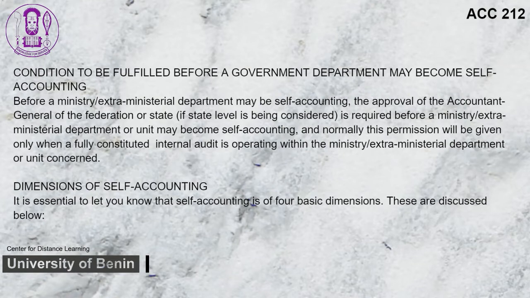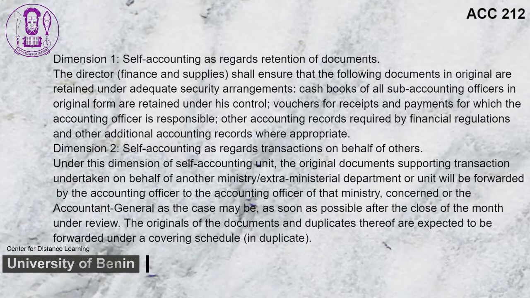Dimensions of self-accounting. It is essential to let you know that self-accounting is of 4 basic dimensions. These are discussed below. Dimension 1, self-accounting as regards retention of documents. The Director, Finance and Supplies, shall ensure that the following documents in original are retained under adequate security arrangements. Cash books of all sub-accounting officers in original form are retained under his control, vouchers for receipts and payments for which the accounting officer is responsible, other accounting records required by financial regulations, and other additional accounting records where appropriate.